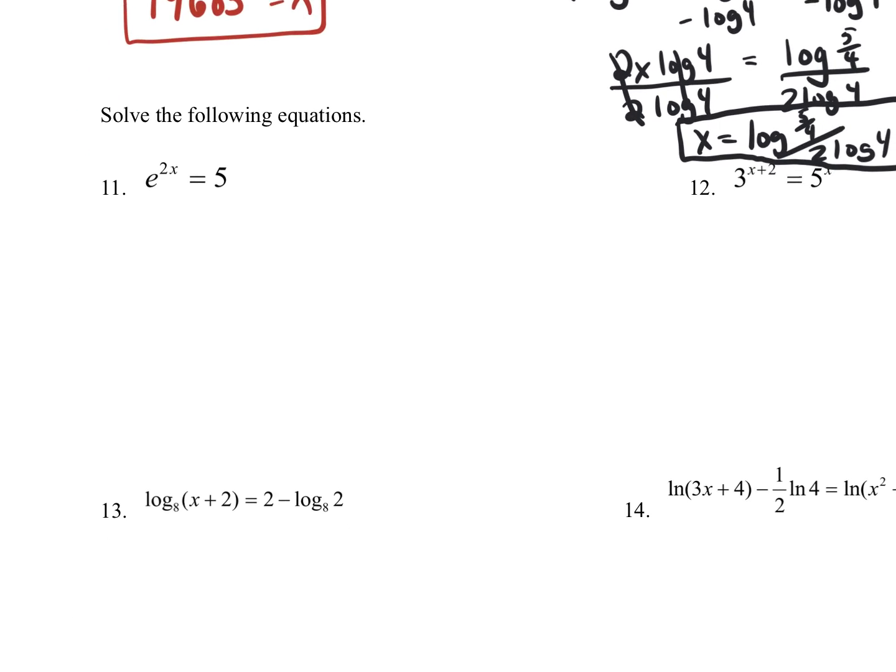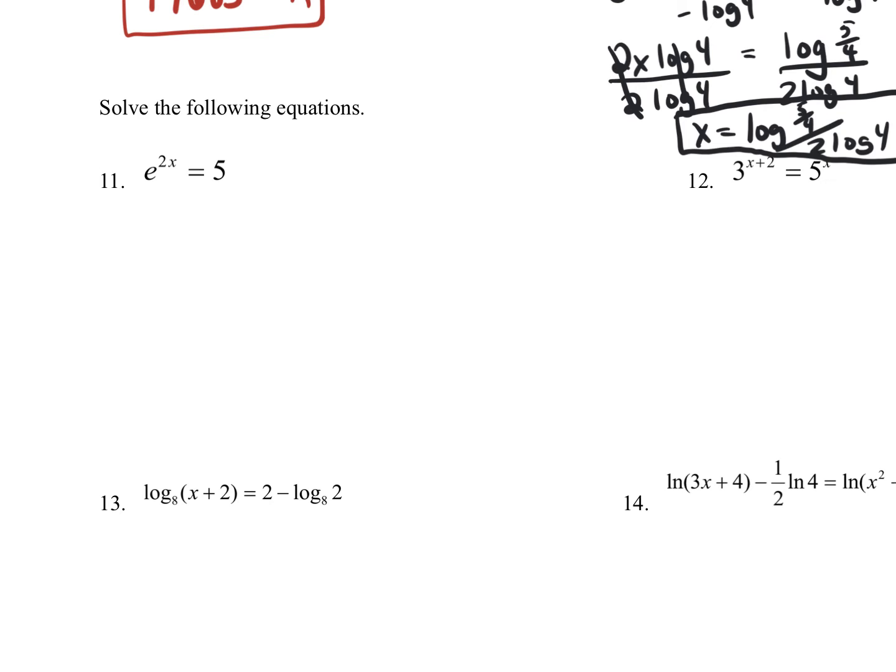All right, let's look at 11. So 11, it's pretty nice because it does have the e. So again, we said if we have the e, it's nice to take the natural log of both sides. I didn't have anything to divide out. Remember, if there was like a 3 or something in front of here, you probably want to divide that out first, but there wasn't anything in this case.